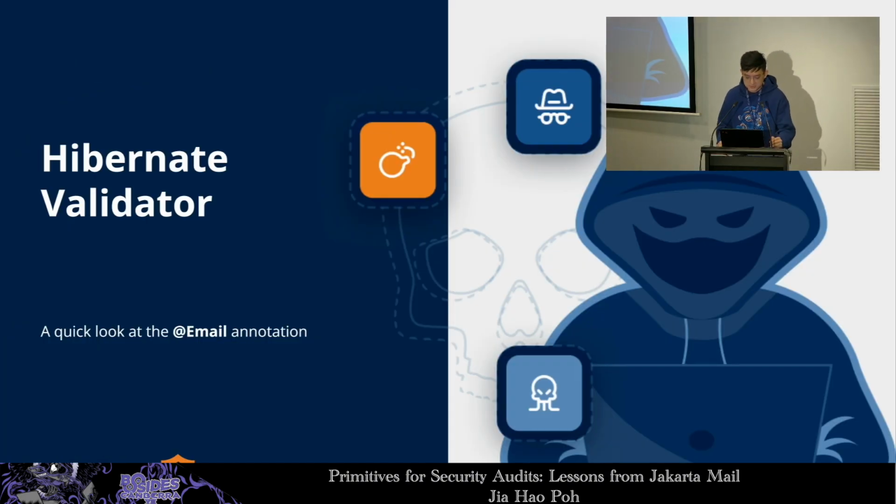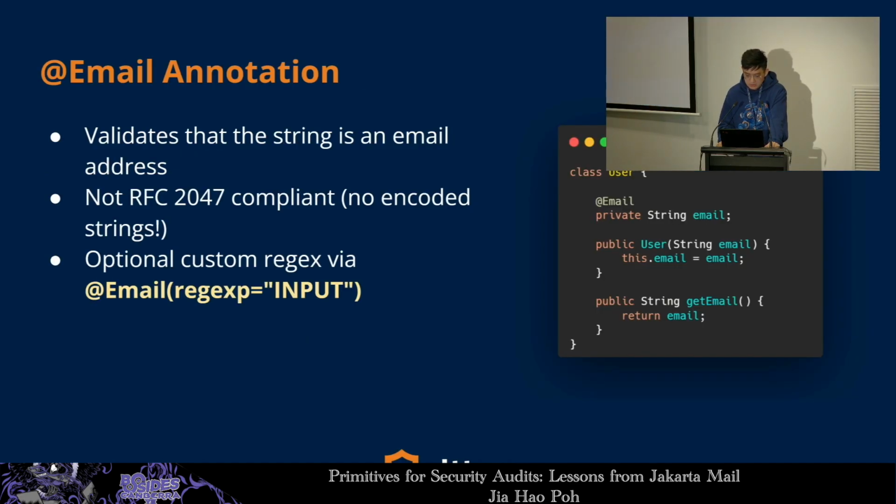I'm not sure how much time we have left, but we can look at one primitive I found in the Hibernate validator library. The Hibernate validator library uses this email annotation that developers can use to validate email addresses. Unfortunately for us, the default regex in use does not approve of encoded strings. However, it also allows custom regex to be supplied for developers wanting to take matters into their own hands.